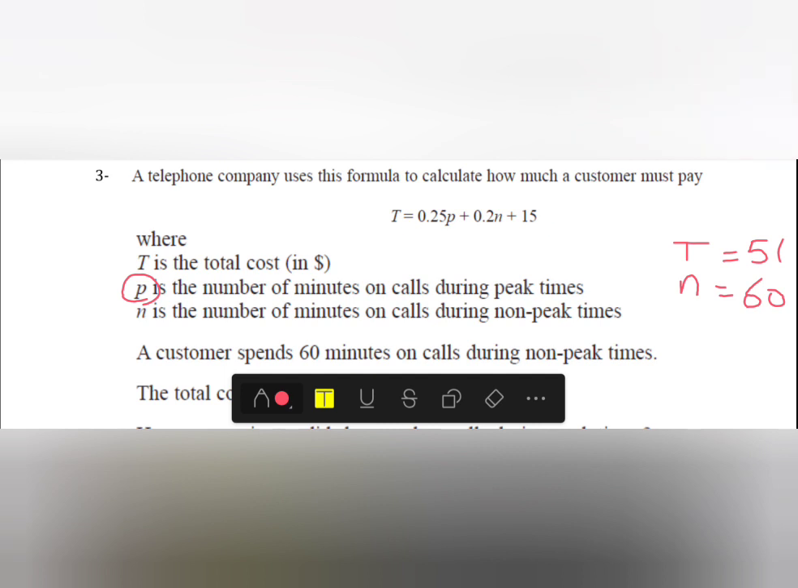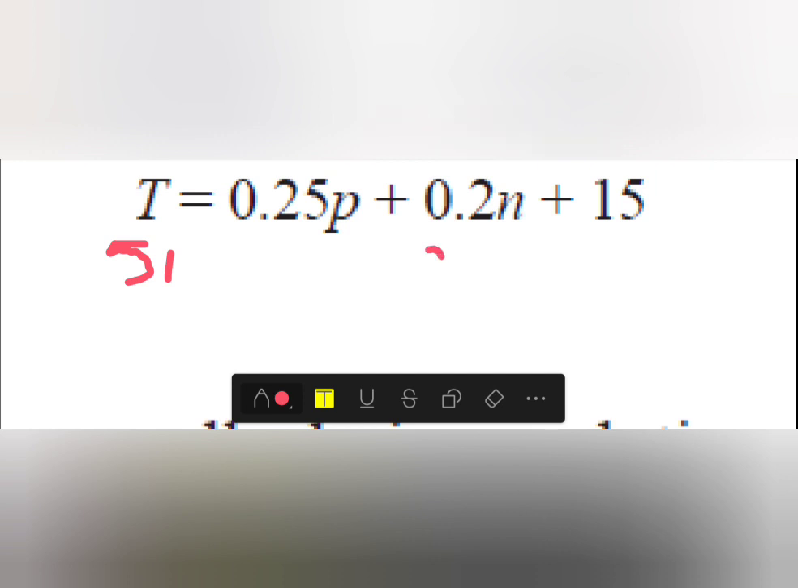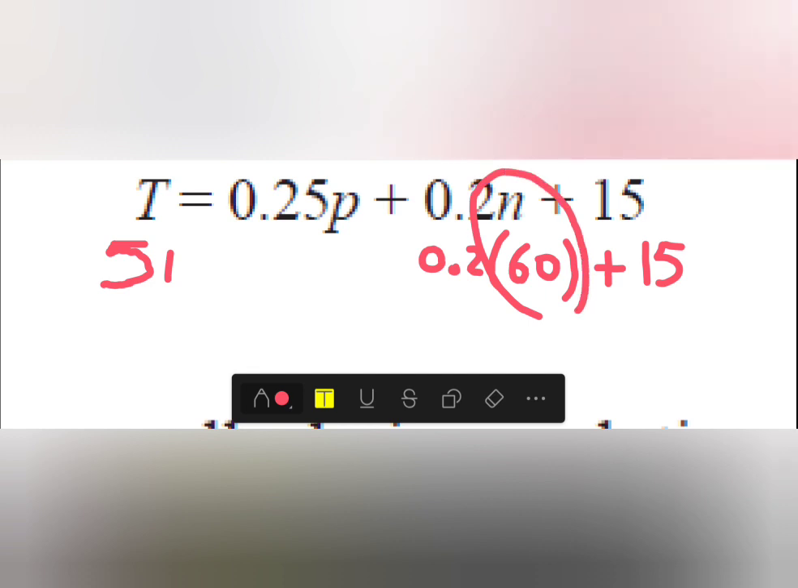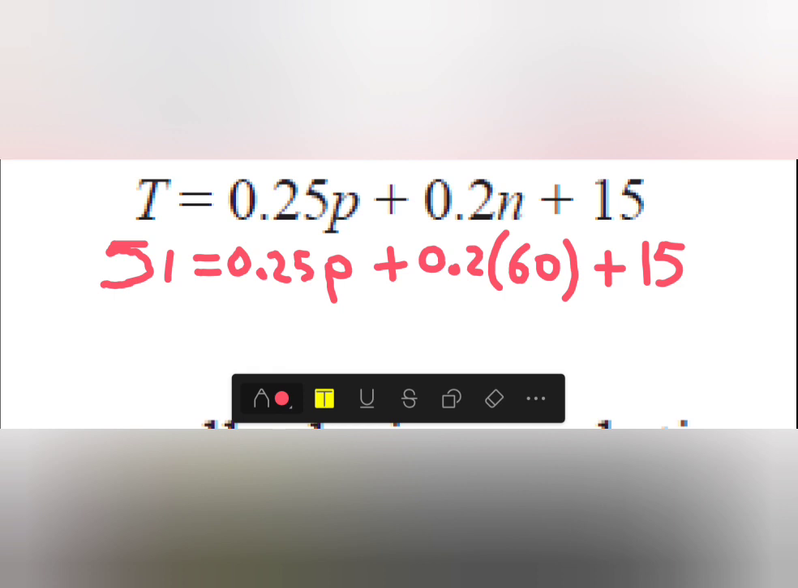First, we know that T is 51, so we write 51. And then we know that N is 60, so we come here and write 0.2 multiplied by 60. And then add 15. So we put 51 here instead of the T, and we put 60 instead of the N. This is the meaning of substitution. And then we put the rest of the formula, 0.25P. Now, basically, we are looking for the value of P, which is the peak time minutes.